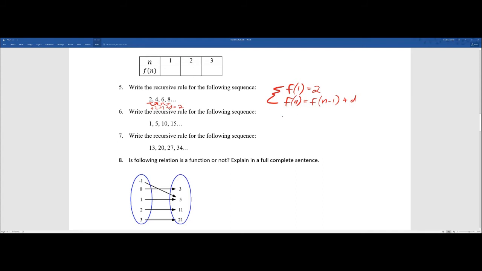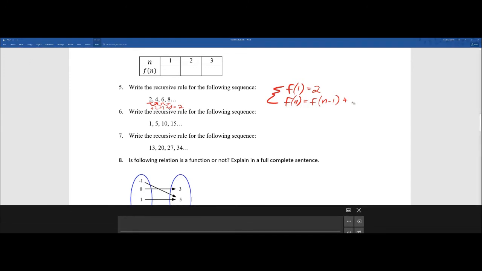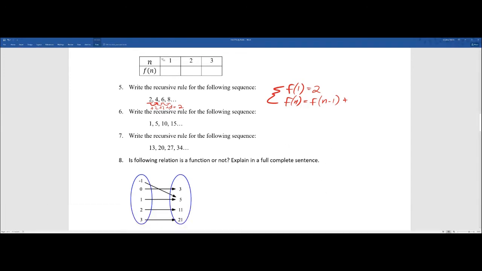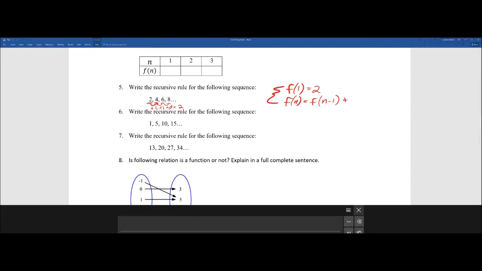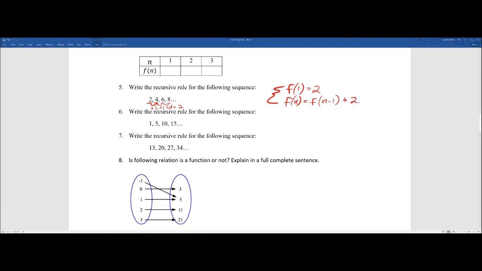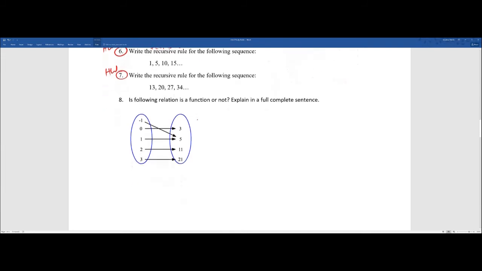So again, that's how it's set up. But in your answer, let me go ahead and erase this real quick. There we go. It's just going to be 2, which is your difference. All right, number 6 and number 7 are just like number 5. So go ahead and get some practice, and write the recursive rule.